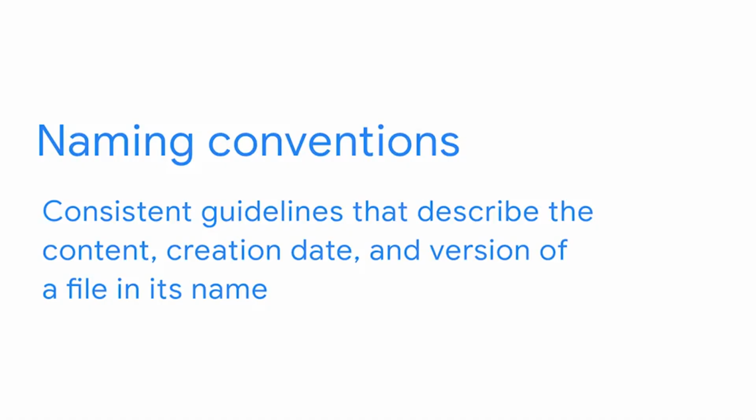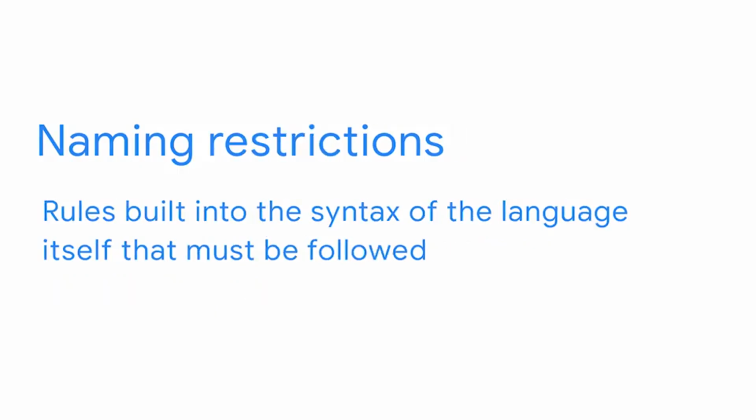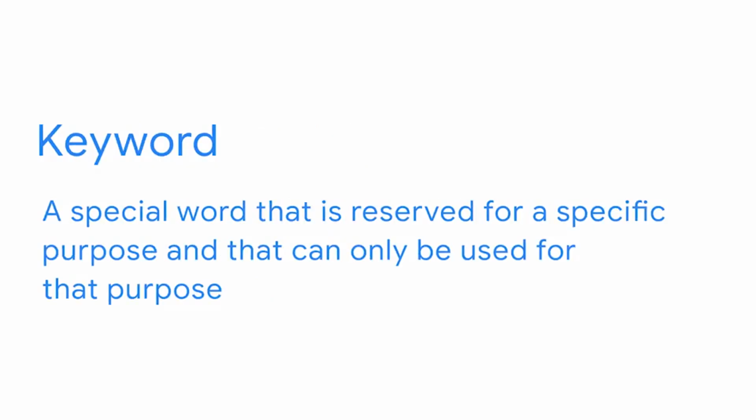Python has certain spelling or grammatical rules to follow, just like any other language. In programming, we call these rules naming conventions and naming restrictions. If you completed the Google Data Analytics certificate, you might remember that naming conventions are consistent guidelines that describe the content, creation date, and version of a file in its name. Naming restrictions are rules built into the syntax of the language itself that must be followed. In Python, there are some important naming conventions to keep in mind.